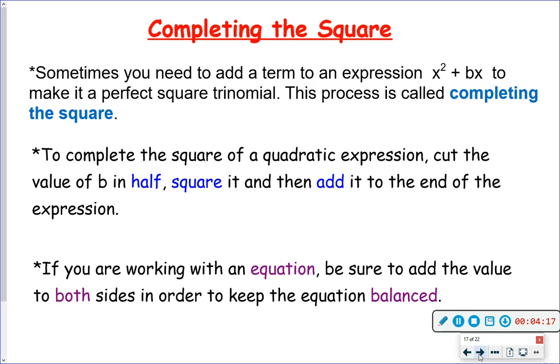Now, notice it says half of b. You have to look close at where b is. B is this coefficient on x. So if that was the 10, we would do half of 10, 5 squared, 25. So that is what you're looking at to do your half of the coefficient on x. Are we ready? All right, let's try it.